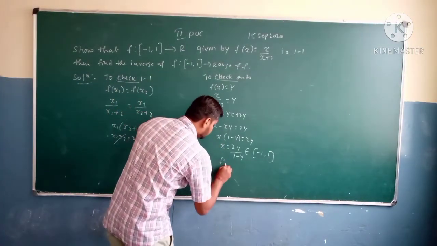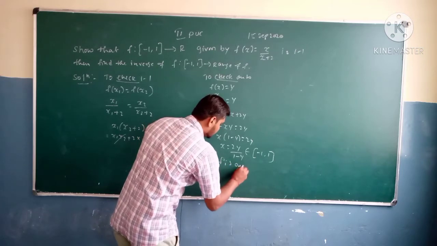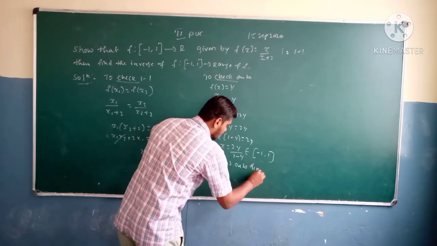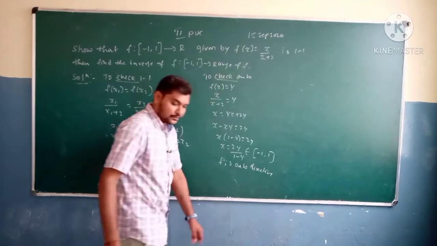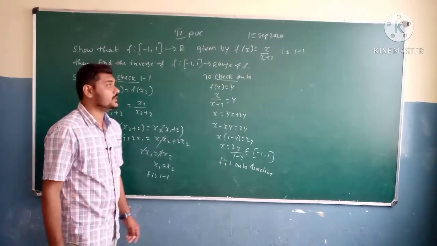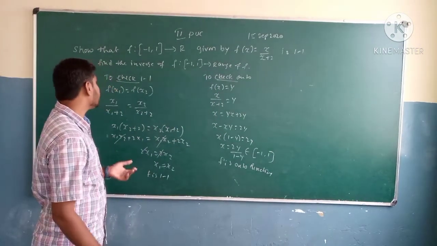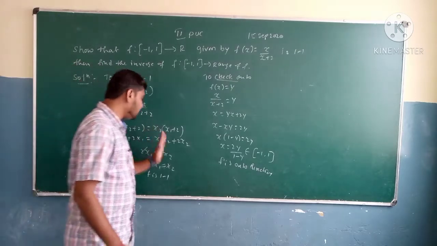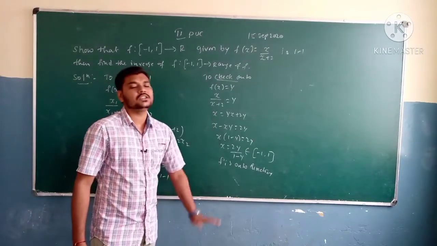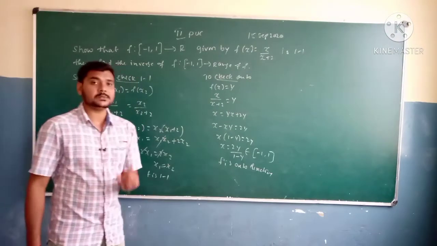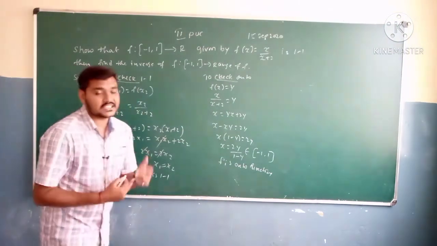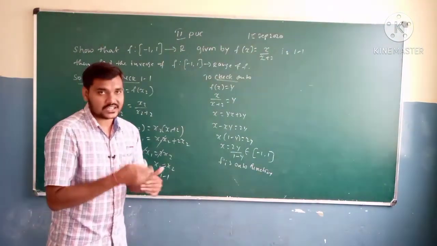So f is an onto function. Next we need to verify, to find the invertible function. The given function is a one-one function, and the given function is an onto function. Then it's going to be a bijective function. To find the inverse of f.